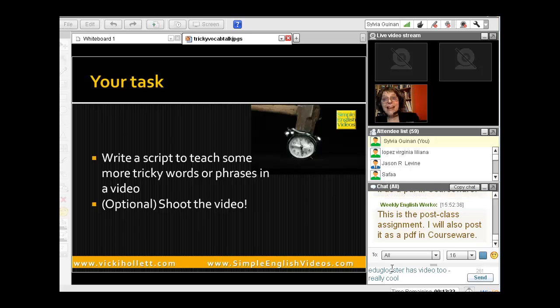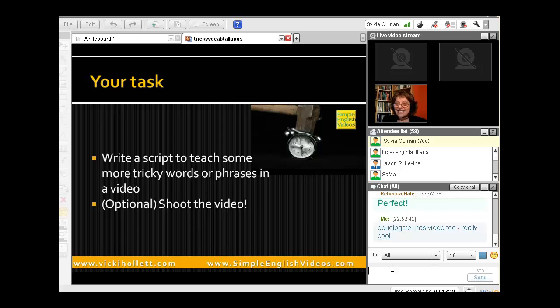But it's a wonderful task that you can do with your students as well. So do it yourself, and if you do it yourself, then you'll be able to do the same thing with your students in your classes too. So this is what's involved.